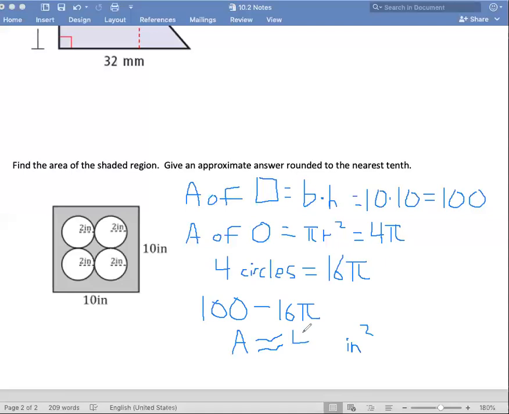If you've done your math correctly, you should have gotten that the area is approximately equal to 49.7 square inches.